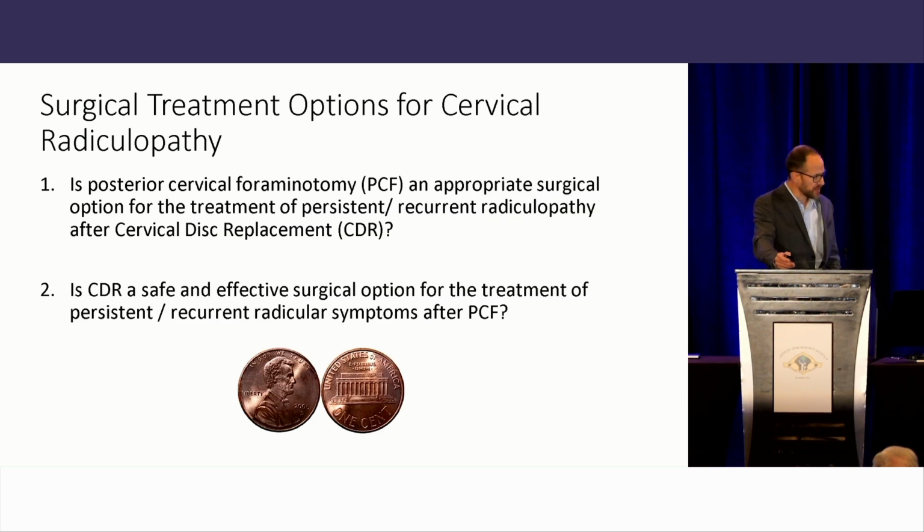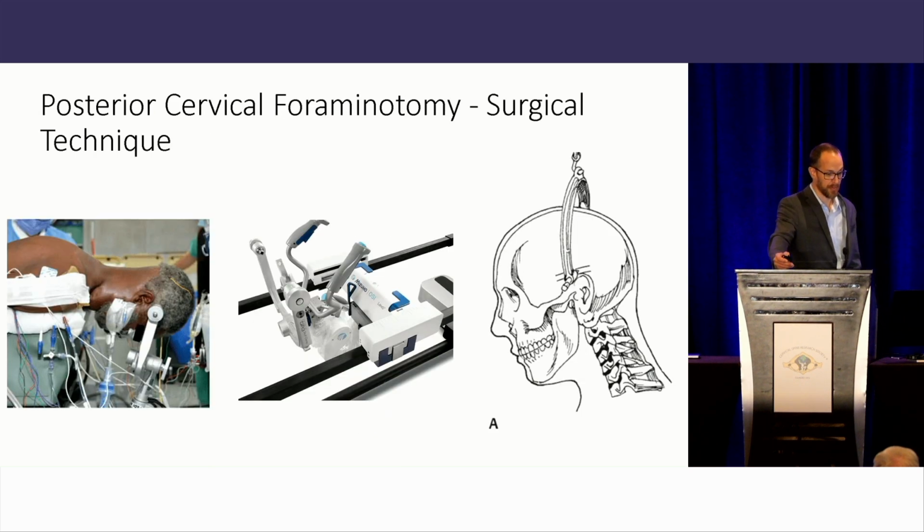So there are two main questions that this talk is aimed to answer. Is posterior cervical foraminotomy an appropriate surgical option for the treatment of persistent or recurrent radiculopathy after cervical disc replacement? And the other side of that coin, is cervical disc replacement a safe and effective option for the treatment of persistent or recurrent radicular symptoms after foraminotomy?